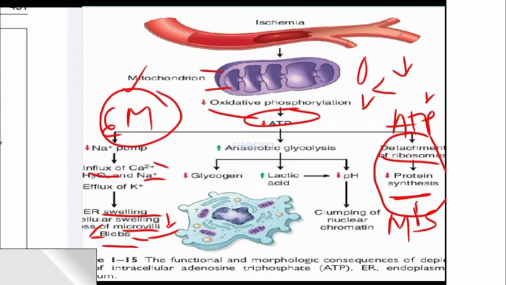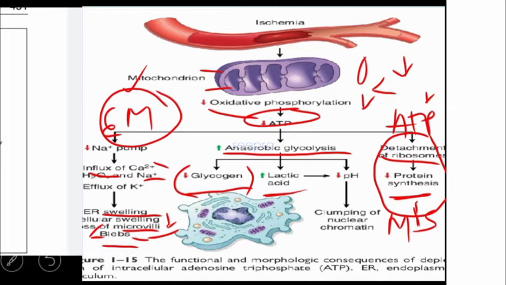In the mitochondria, when ATP decreases, the cell generates ATP by anaerobic glycolysis. Glycolysis means glucose breakdown. Glycogen, the storage form of glucose, is now decreased. In anaerobic glycolysis, lactic acid is synthesized. In glycolysis, the end products are lactic acid and pyruvic acid.